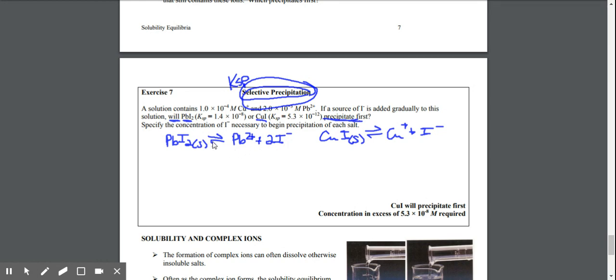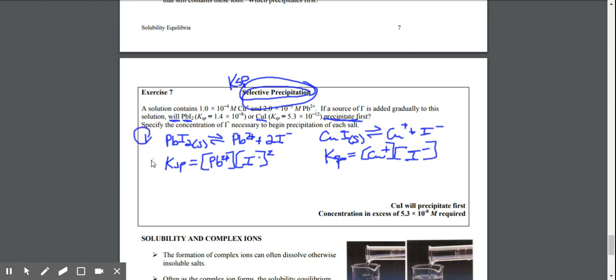Now that we know these expressions, let's write our Ksp expression for both. For this first one, Ksp is equal to the concentration of Pb2+ times I minus squared. And for this one, Ksp is equal to Cu+ times I minus. So I have my reactions, step 1, and I have my Ksp expressions, step 2.